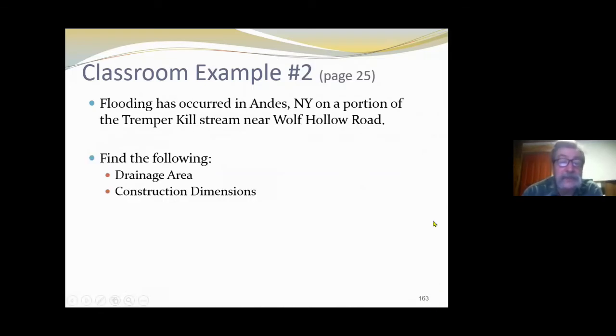Example 2, okay, here we have some flooding in Andes, New York. And so we want to find, okay, we don't have a nice convenient bridge downstream. We want to figure out what that drainage area is and what we should be constructing for that channel.